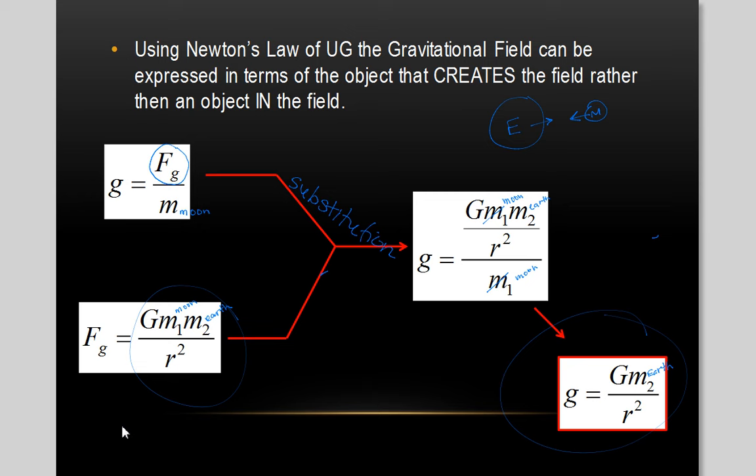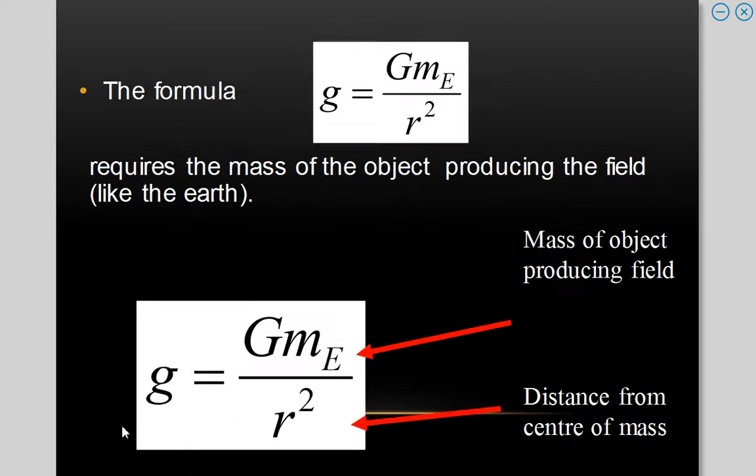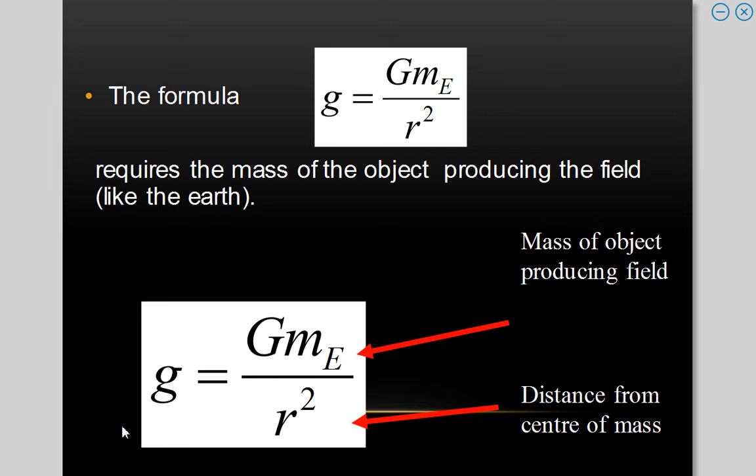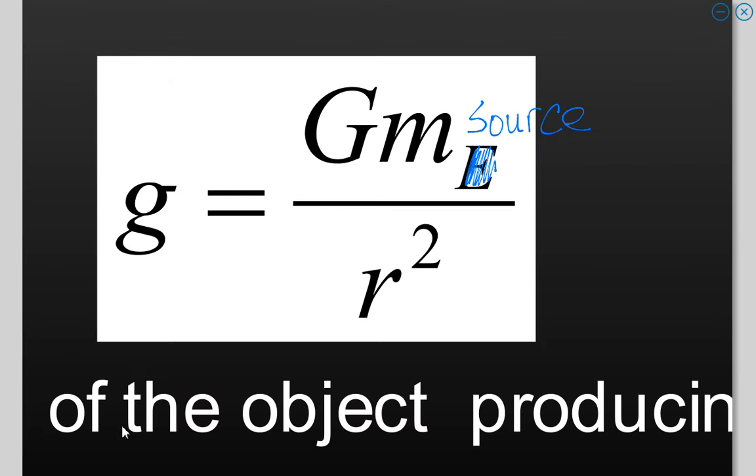So another way I like to think about this formula, I would cross out this E and I would just put source. That's what I would put here. This would be the formula to calculate gravitational field strength.